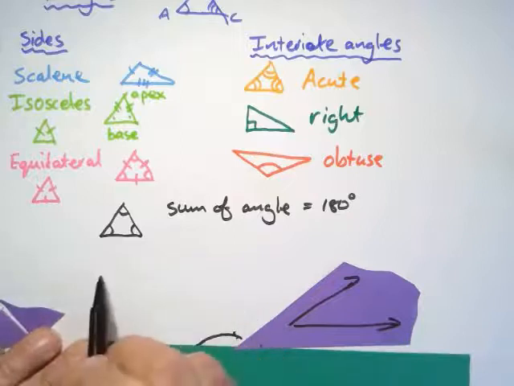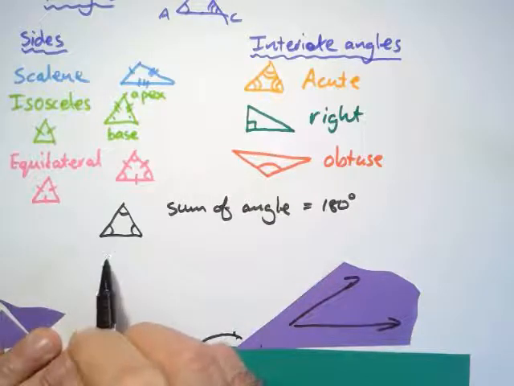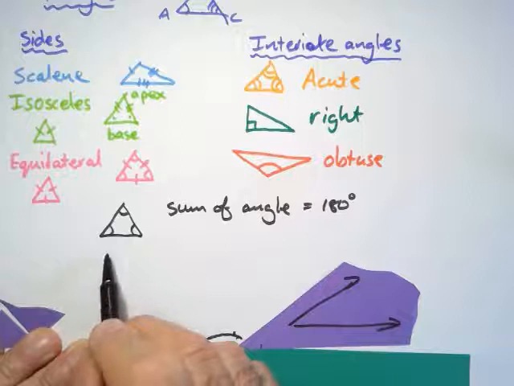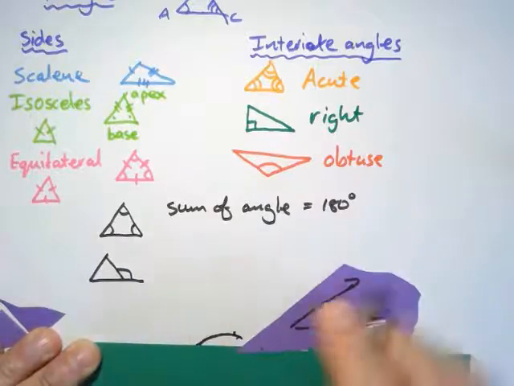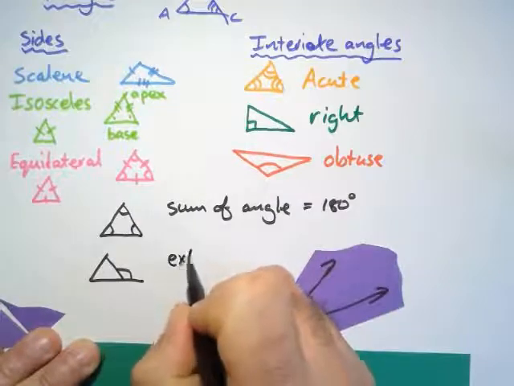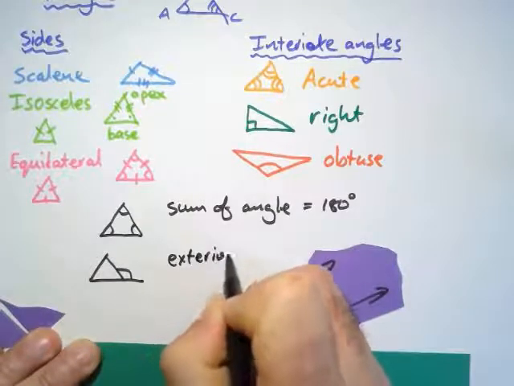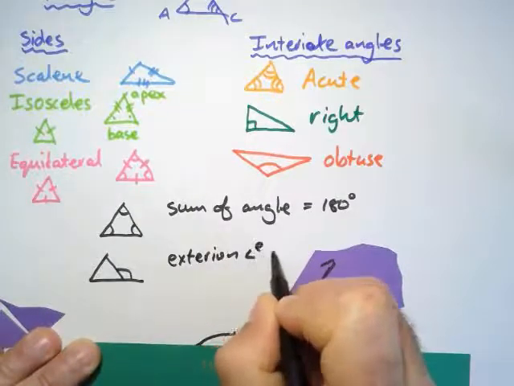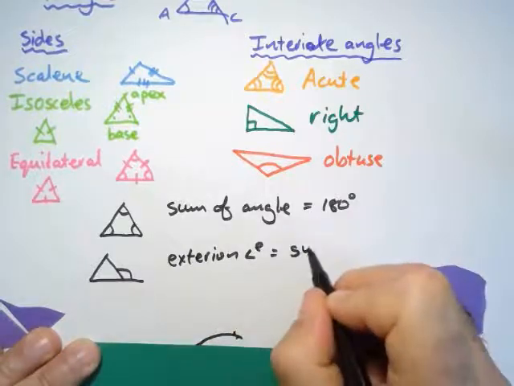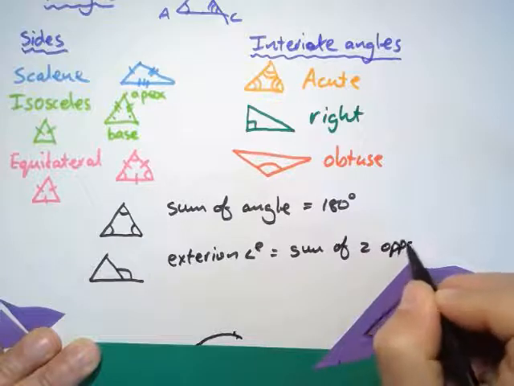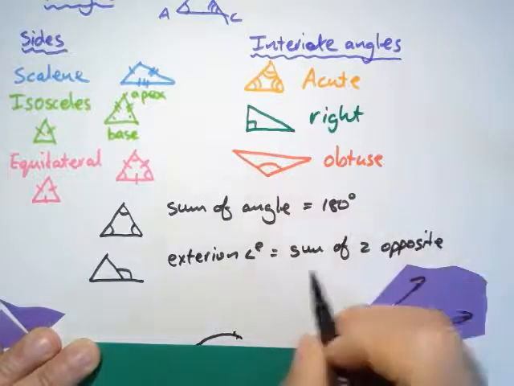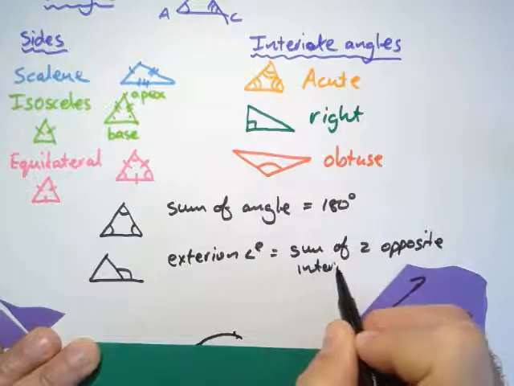This is the symbol that we use, the code. The code looks like this. And it says that the exterior angle equals the sum of two opposite interior angles.